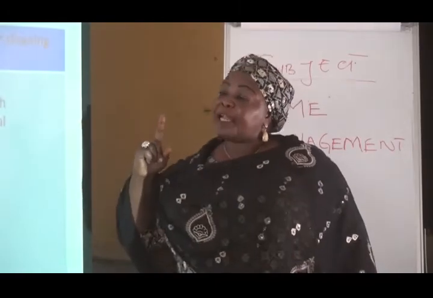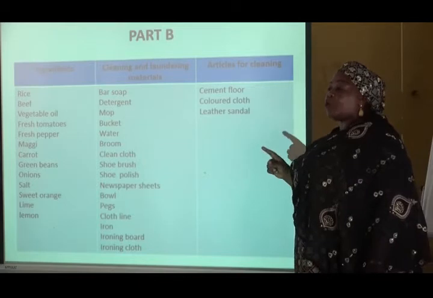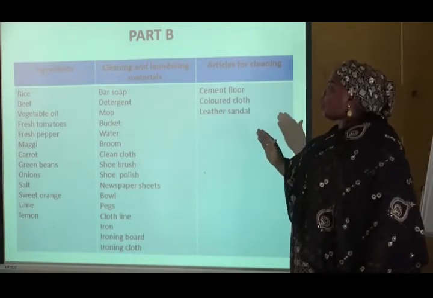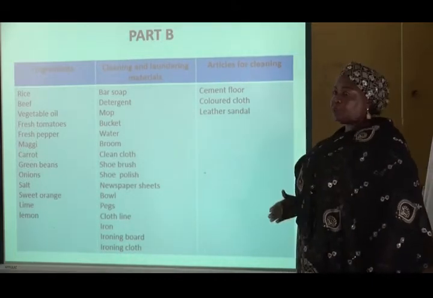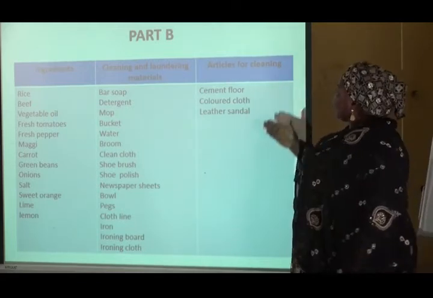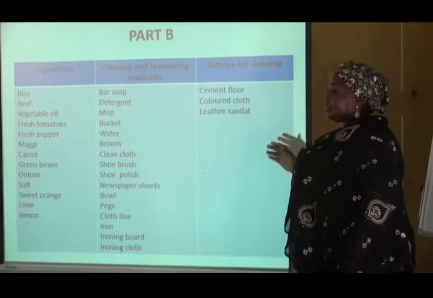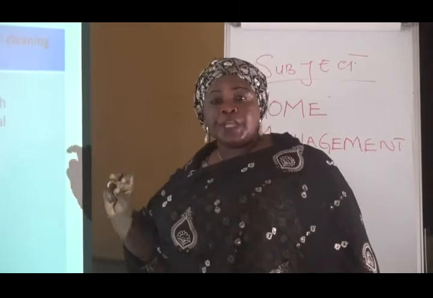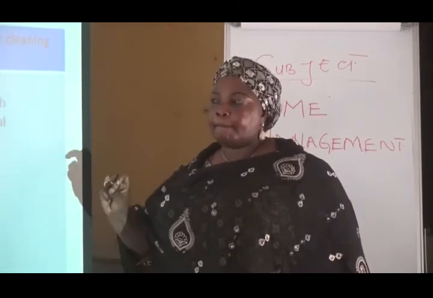Now, part B. Part B also stands as your market list. This is where you only list out all the ingredients in the first column, everything you need to use. The second part is your cleaning and laundry materials, you list them out. And then what you want to clean: cement floor, colored clothes, and leather sandals. This part does not carry any mark, but you need it because that is what you are going to use to buy your items in the market.